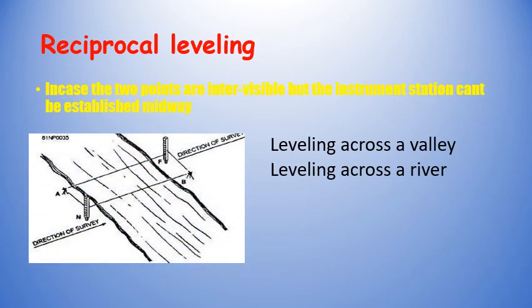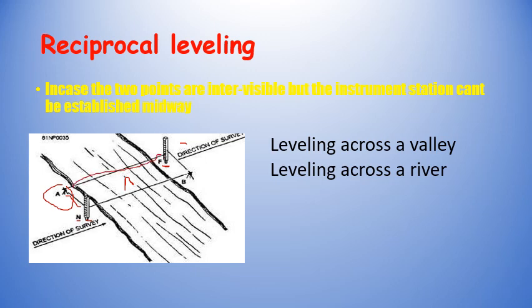Now look at this picture here. We have 2 points N and F. These points are clearly seen. However, we are not able to put the instrument midway between these 2 points. So what we do, we use two staffs, and we put the one here and the other one here. So we take 2 measurements from each instrument station. When the instrument is here, we take the reading at this staff here, and then we also take the reading at this staff here.